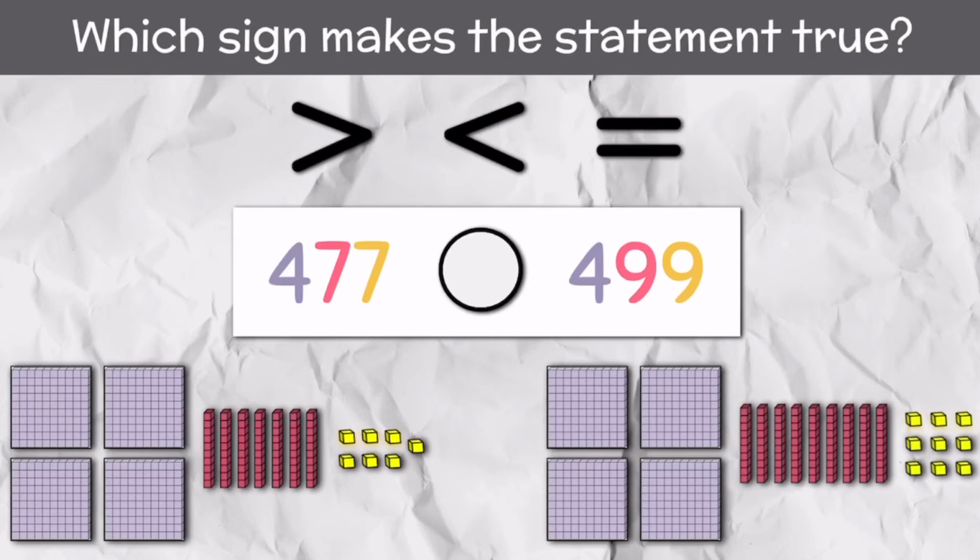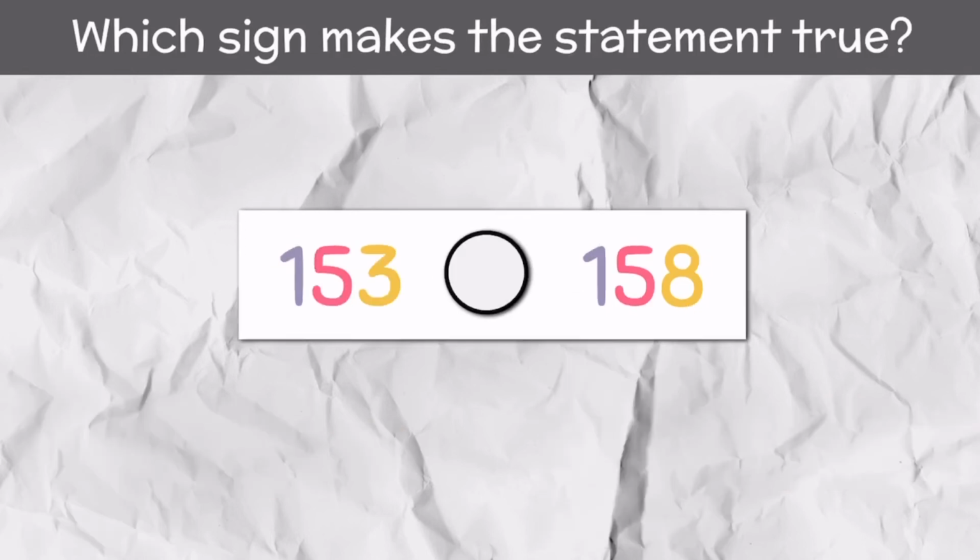Let's compare the hundreds. The hundreds are equal. So now we will move on to the tens. For 477, we have 7 tens. We know that's 70. For 499, we know that 9 tens makes 90. Let's think, is 70 greater than 90 or less than 90? We know that 70 is less than 90. So we can stop at the tens. We will write 477 is less than 499.